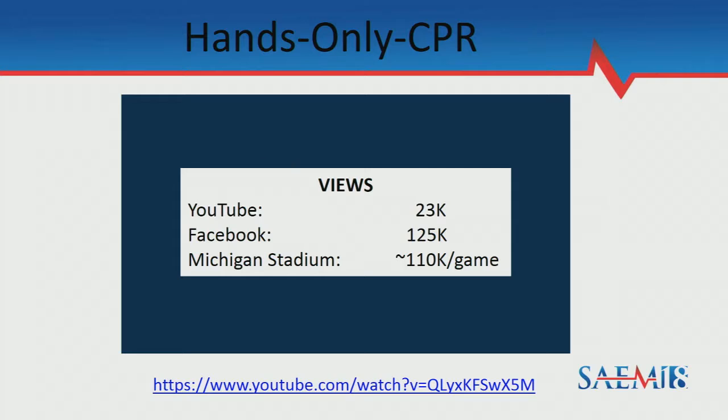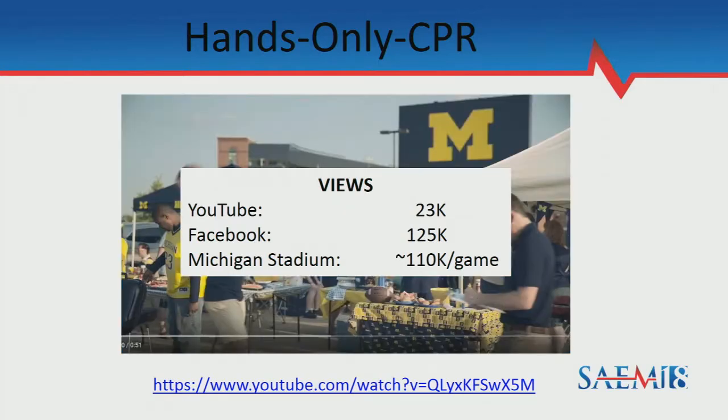And just for example, this video, we got 23,000 YouTube views. On the U of M alumni Facebook, 125,000 views, and we showed it on the Jumbotron at Michigan Stadium when there's 110,000 people there at halftime once in a while. So the people you can reach with this kind of stuff is very valuable. And when you couple it with dispatcher-assisted CPR, where someone's seen this, knows it's okay to do it, and then a dispatcher tells them to do it, it's really going to change the game in terms of bystander CPR.